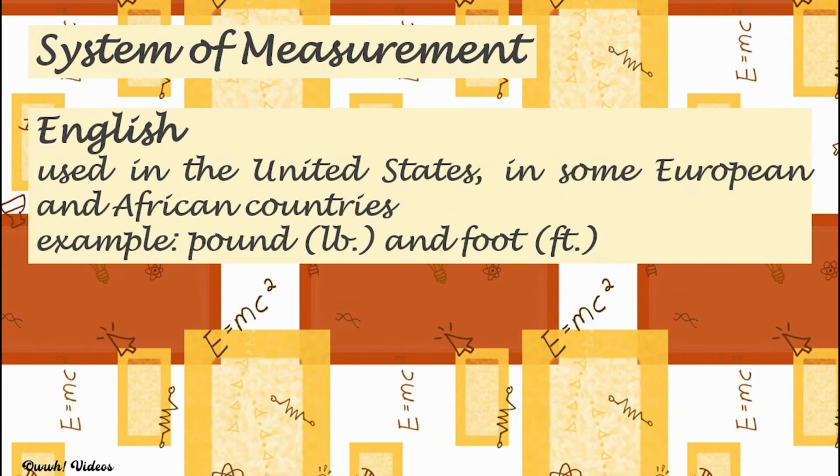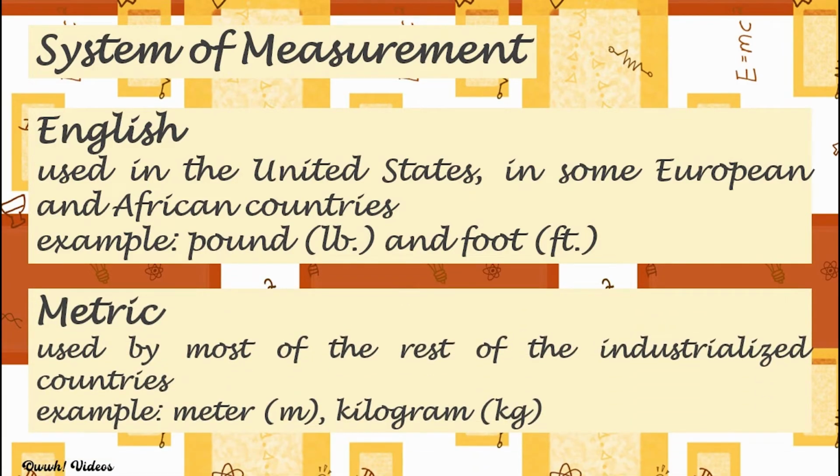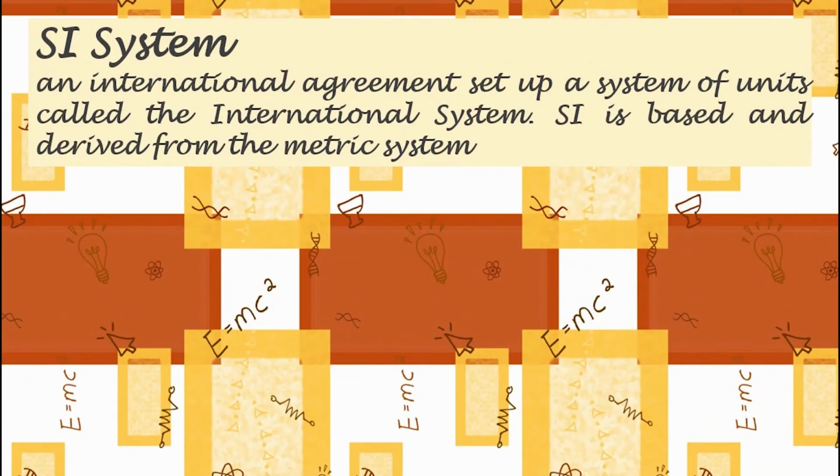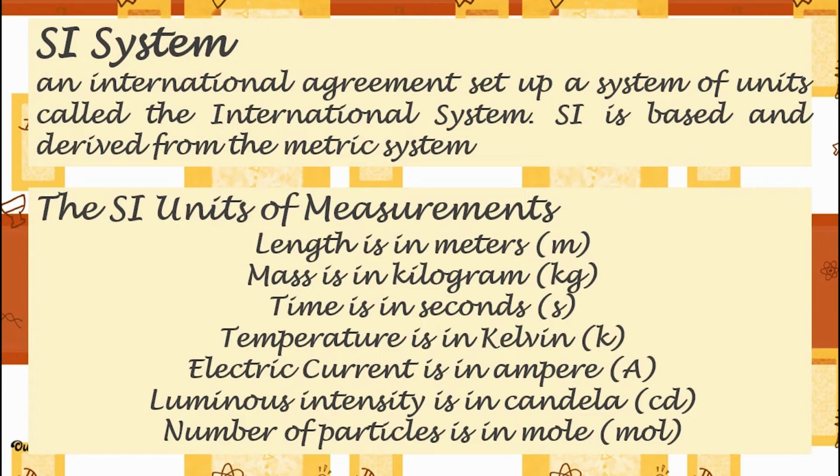System of measurement. English, used in the United States and in some European and African countries, for example, pound and foot. Metric, used by most of the rest of the industrialized countries, for example, meter and kilogram. SI system. An international agreement set up a system of units called the International System. SI is based on and derived from the metric system.